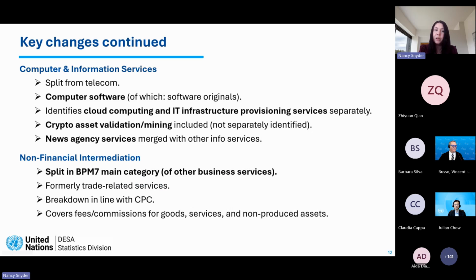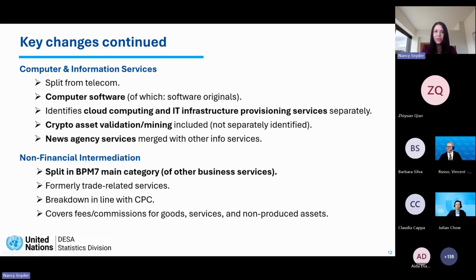So computer and information services, this component was split off from telecommunications as its own category, and it covers computer software, and there is an "of which" line item for software originals. It also identifies cloud computing and IT infrastructure provisioning services separately. And trying to keep up with the times, the crypto asset validation and mining services are included here under computer services, but they are not separately identified, though they are covered in this category. The news agency services have also been merged into other information services.